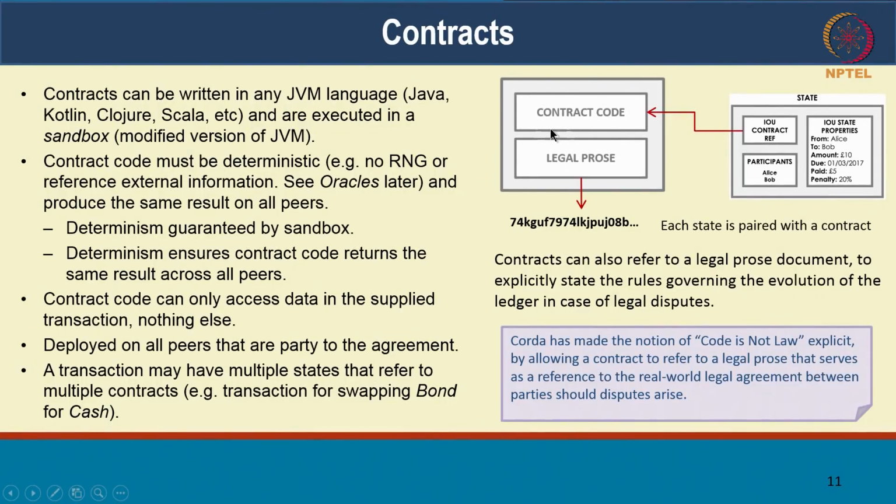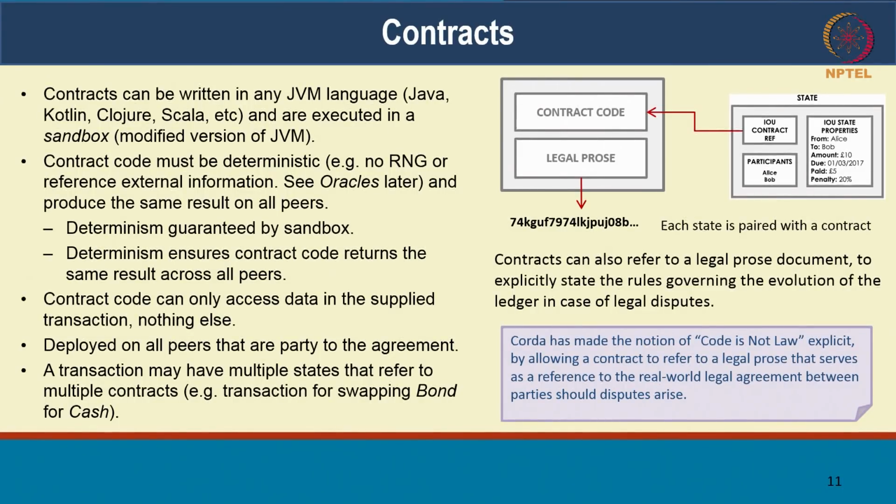And like I mentioned before, there is contract code, and associated with that contract code, you can also associate a legal agreement with it. And the contract code is going to refer to some state information and some participants, right? So each state, think of it as a record that is going to be paired with a contract. So a state cannot be manipulated by multiple contracts.